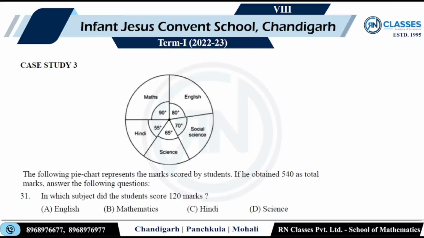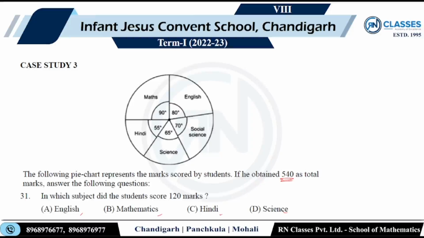Case study 3 on statistics. The following pie chart represents the marks scored by students. If we obtain 540 as total marks, answer the following questions. In which subject did the student score 120 marks? अब मेरे को क्या निकालना है? English, Maths, Hindi, Science. भाई ये सारे subjects मेरे को central angle से मिल सकते हैं, right?